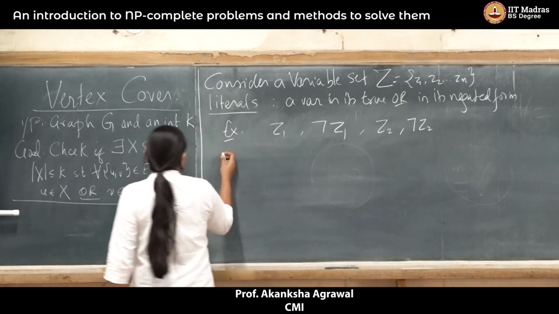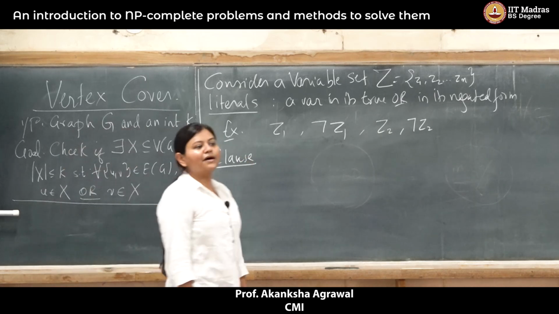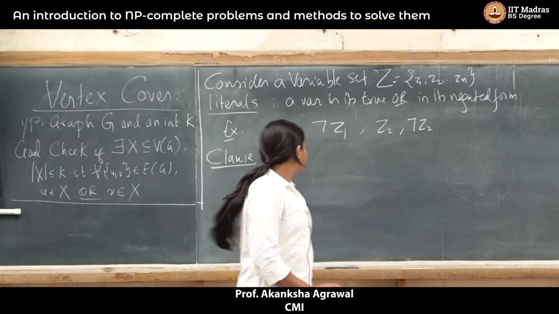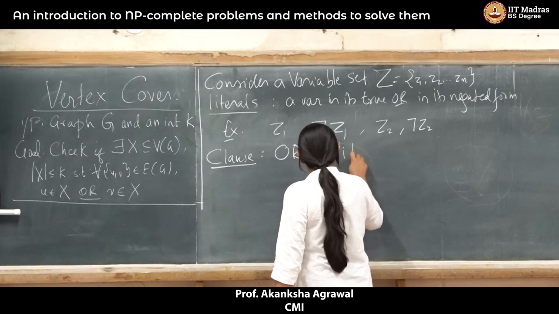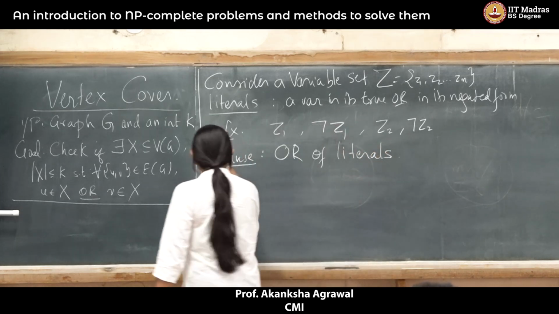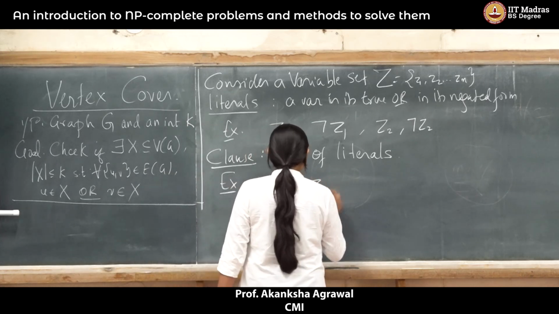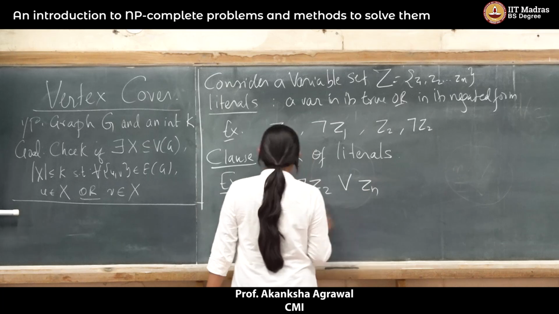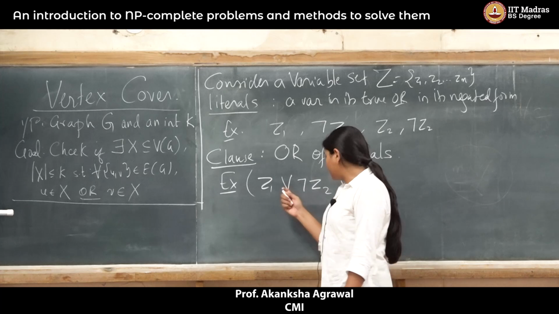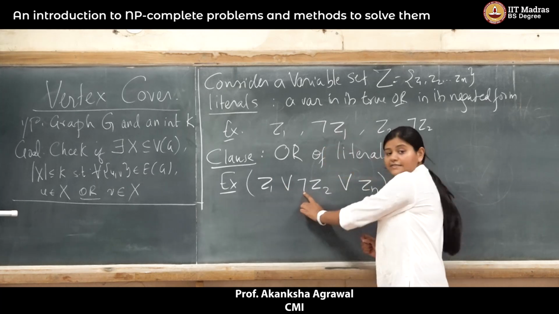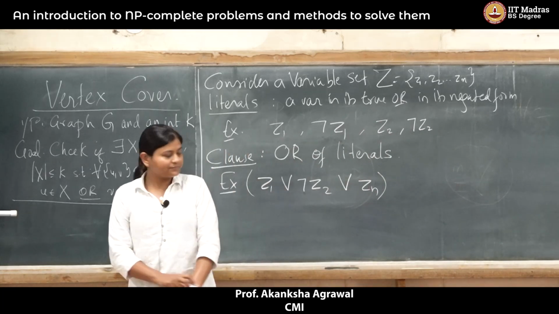So now let me define what a clause is. A clause is nothing but an OR of literals. For example, Z1 or not of Z2 or Zn is a clause. This V-like symbol is the OR symbol, and this symbol is the negation symbol. So an OR over a set of literals is a clause.